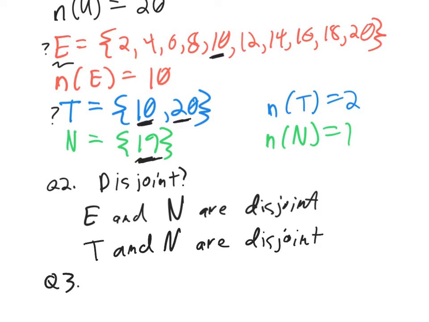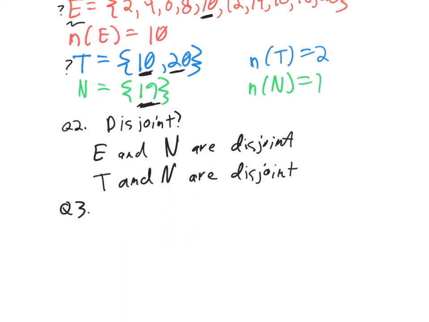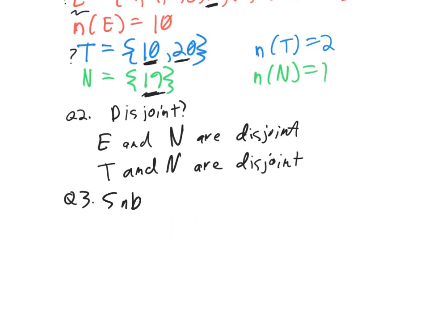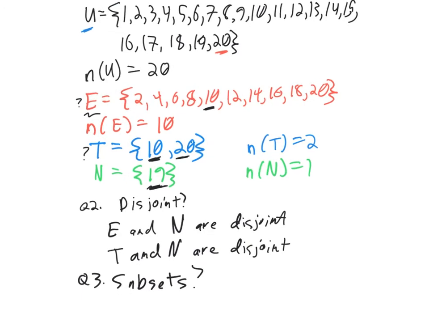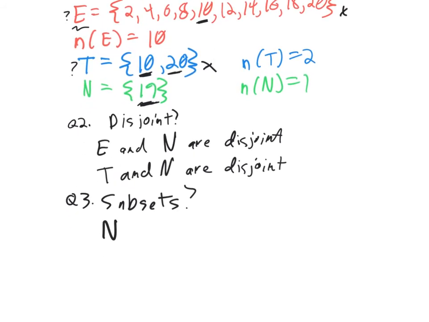Question number 3 asked us, list all subset relationships. There are many subset relationships in this case. Now, something is a subset if all of the elements in one set are contained in the other. Let's just start with N. N has the element 19. 19 is not in T. 19 is not in E. 19 is in U, however. So N is a subset of U.